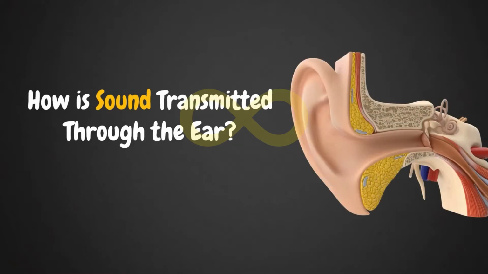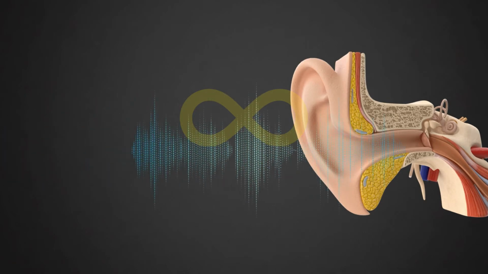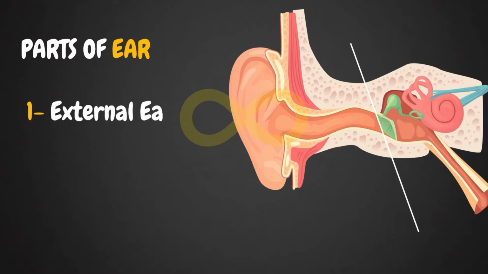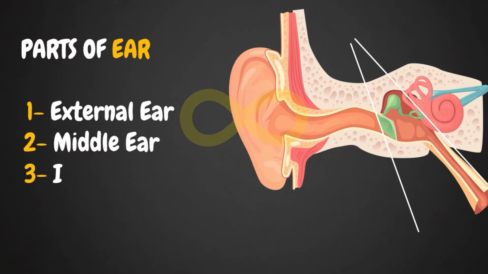Hey, have you ever thought about how sound waves travel through your ear? Probably yes. Let us first revise the basic anatomy of the human ear. A human ear consists of three parts, categorized as external, middle, and inner ear.